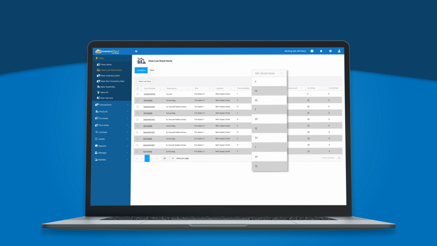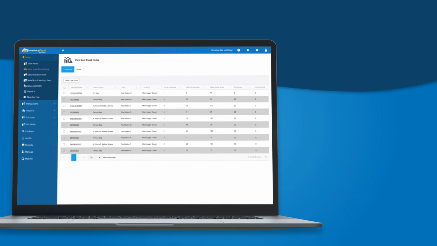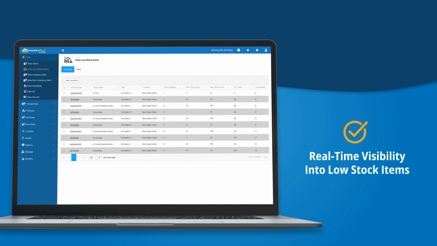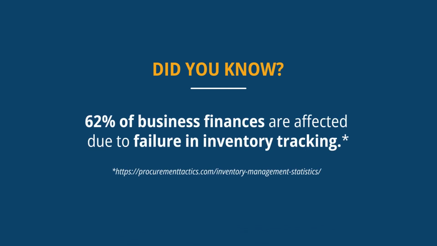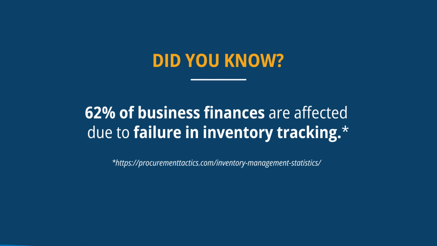Set minimum stock levels for your items so you never unexpectedly run out of inventory. Use the low stock grid, email, and in-application notifications or scheduled reporting to maintain real-time visibility on low stock items, ensuring you're always informed. Did you know 62% of business finances are negatively affected due to failure in inventory tracking?